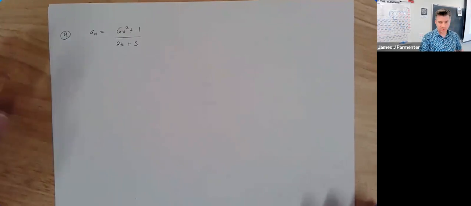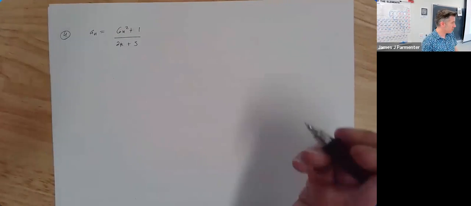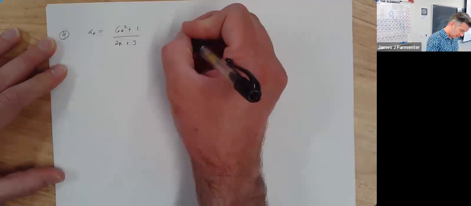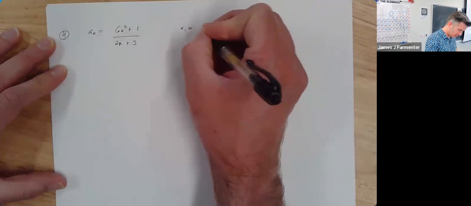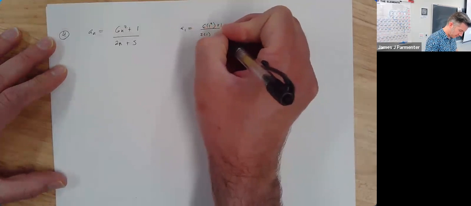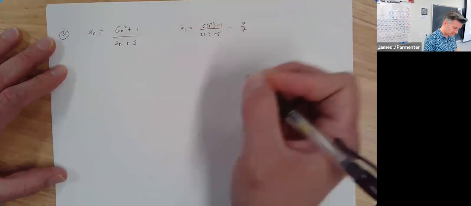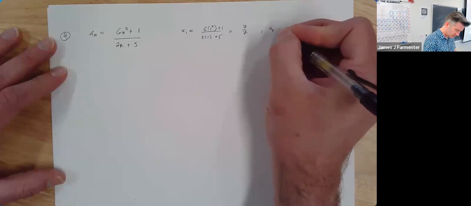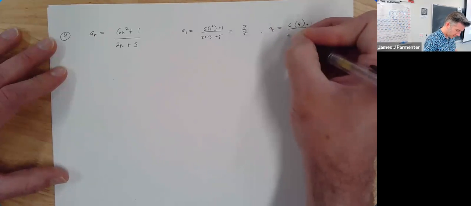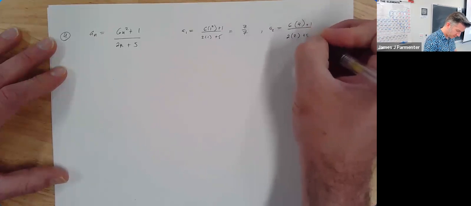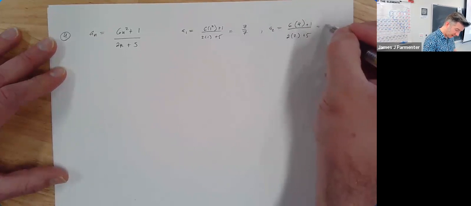To me, the writing the terms part gets to be a little bit tedious, but it's good practice. So we can say, okay, a sub 1 is 6 times 1 squared plus 1 over 2 times 1 plus 5, which is 7 over 7. A sub 2 is going to be 6 times 2 squared plus 1 over 2 times 2 plus 5, which is 25 over 9.